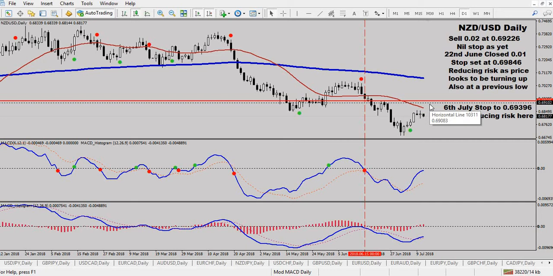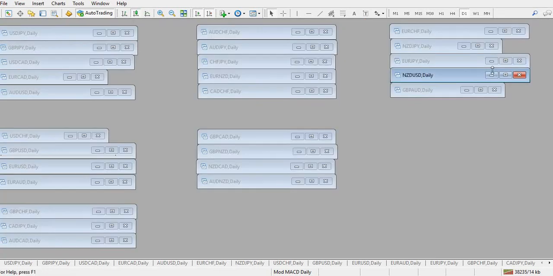So that stop's been moved down to 0.69102. So you can see it's getting very close to the fast MACD. It's getting very close to the zero level. The standard MACD's turned up. Got a green dot on QMP, so the sell's petering out and the stop's in a good place now. It's inside the entry level and it's still a fair distance above the 25 SMA. So that's New Zealand USD.